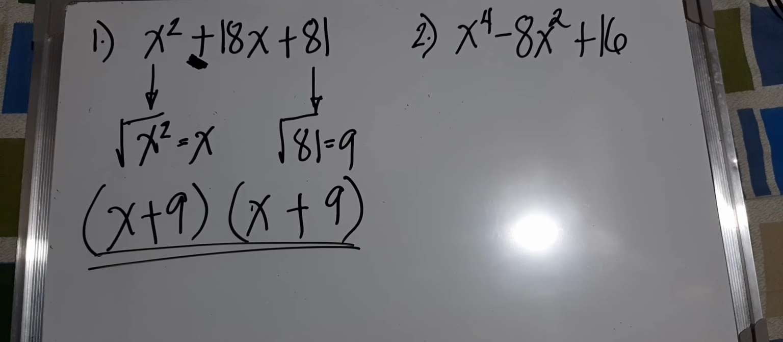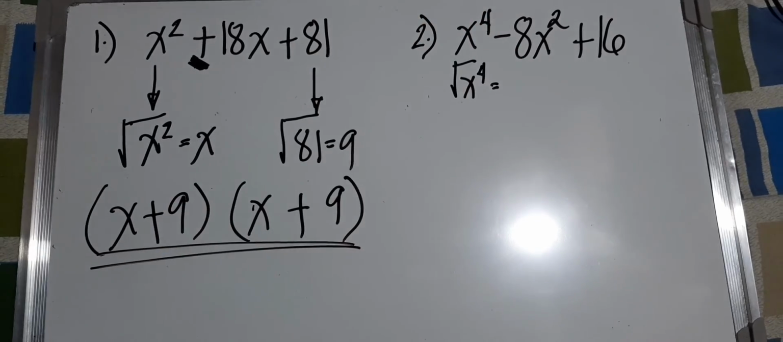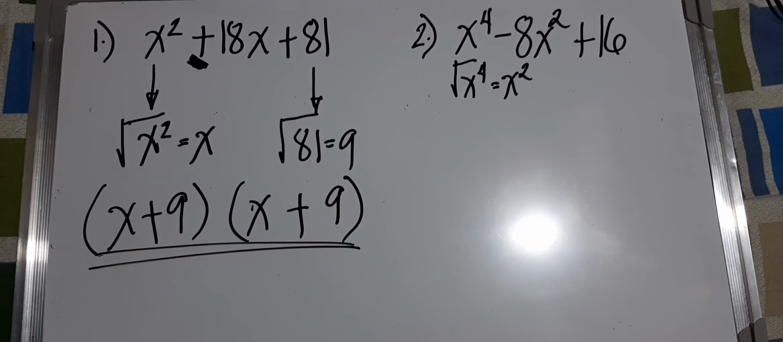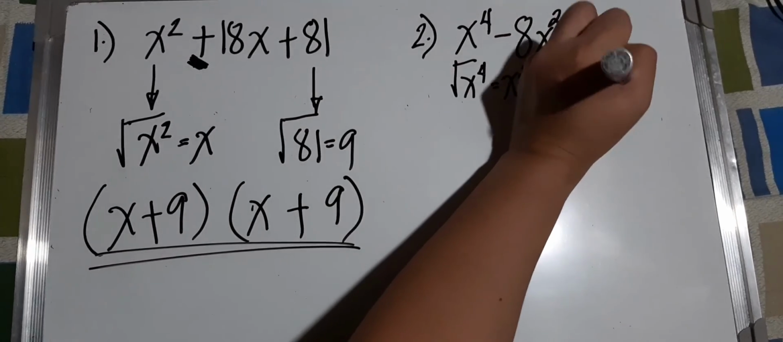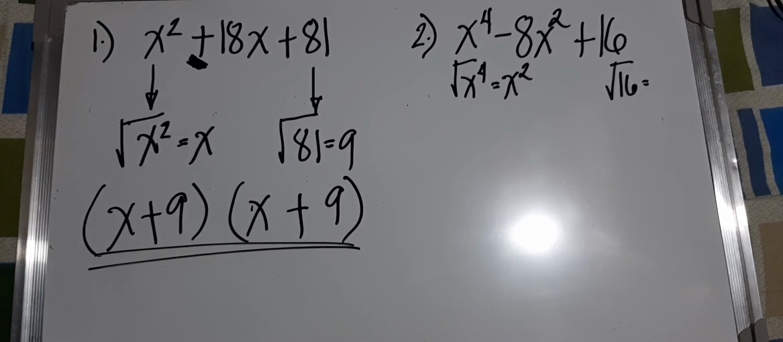Okay? Now, let us have our second example. So we have here x raised to 4 minus 81x squared plus 16. Check natin kung may mga square roots ba sila or kung talaga bang perfect square trinomial siya. So, x raised to 4, ano bang square root ni x raised to 4? So we have what? X raised to 2 or x squared. So yan ang square root niya. Yung last term, which is 16, may square root ba yan? Yes. And that is 4.